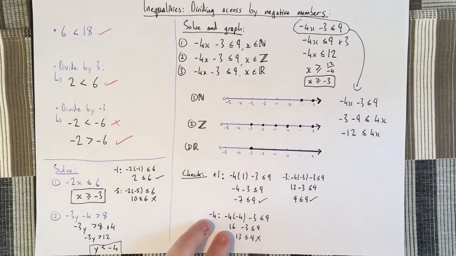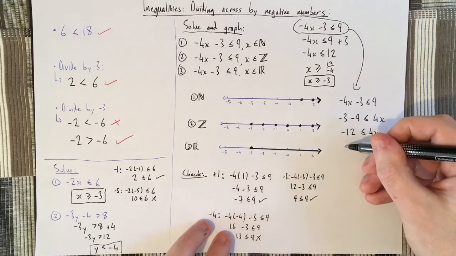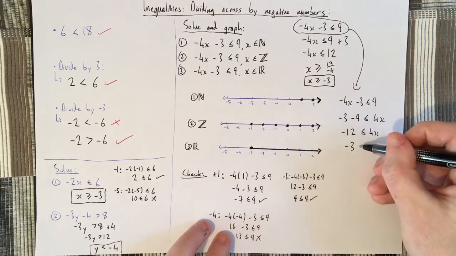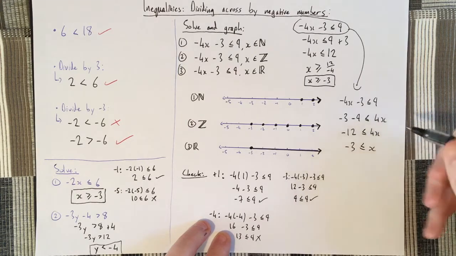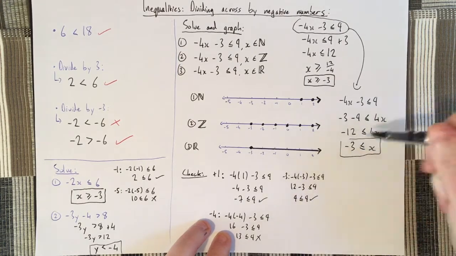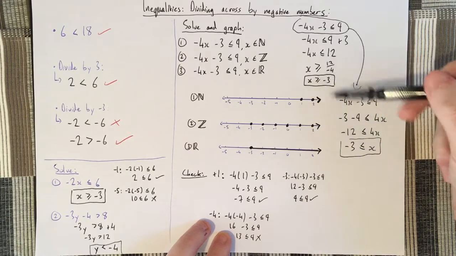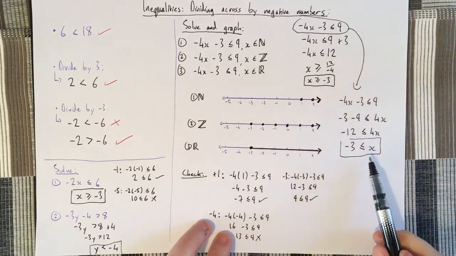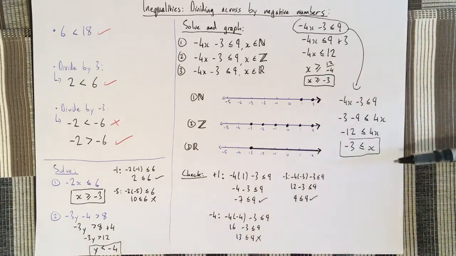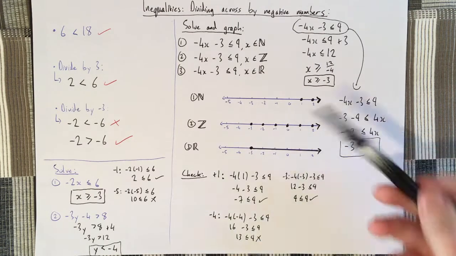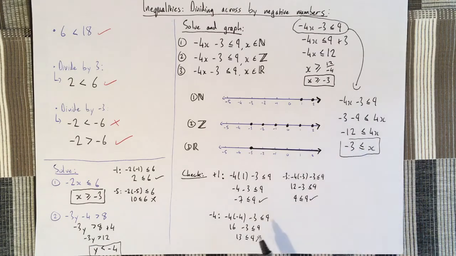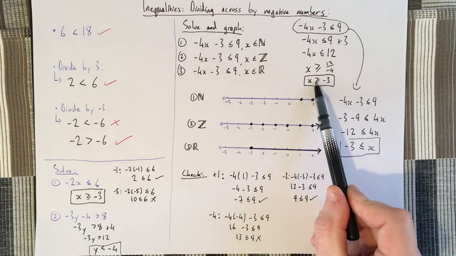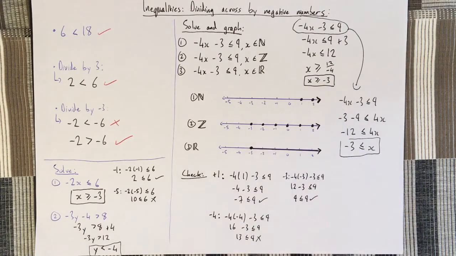I just want x on its own, so I'm going to divide across by 4. So I get -3 is less than or equal to x. It's the other way around, but they say the same thing. I would have mentioned in the very first video that it sometimes helps to read these from right to left. x is greater than or equal to -3.